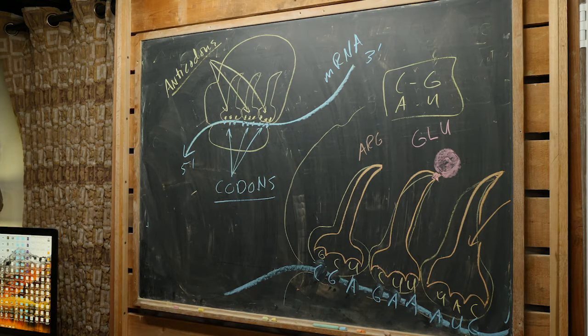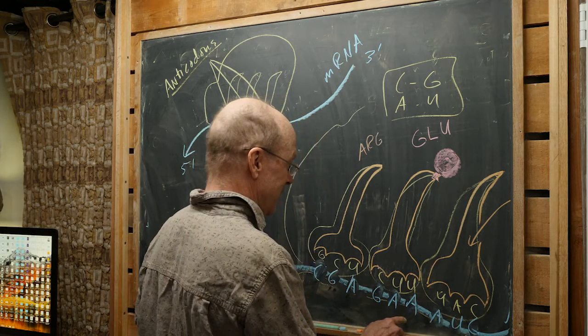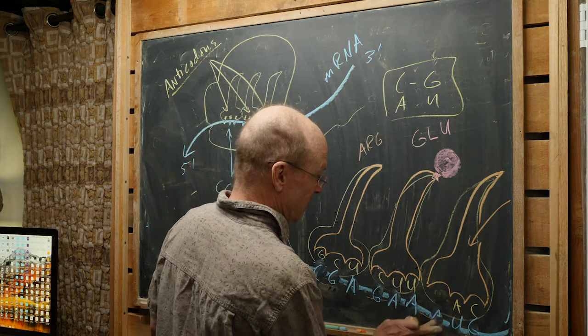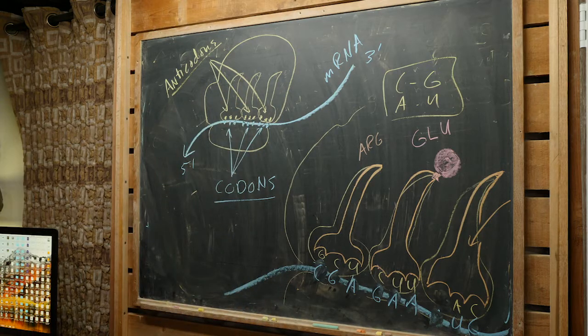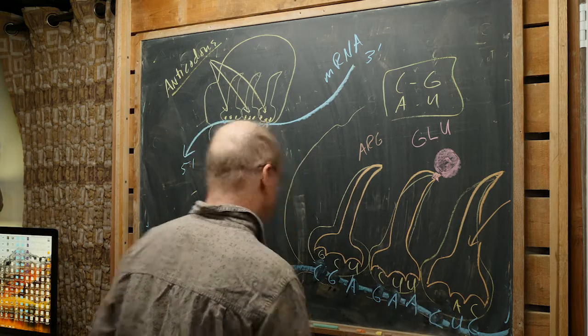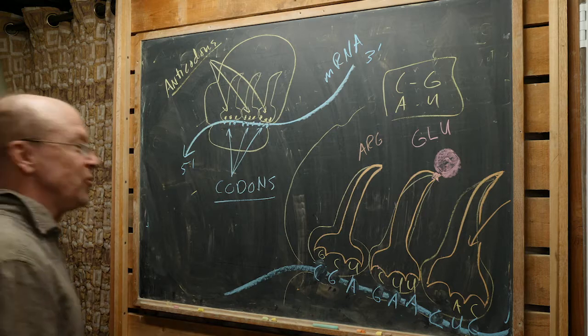AUG. Oh, I can't have that. My goodness. I'm going to have to change this, everybody, because that was a start codon. Let's make that a C. CUG. So a CUG is going to be leucine.